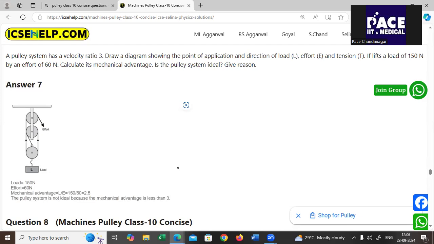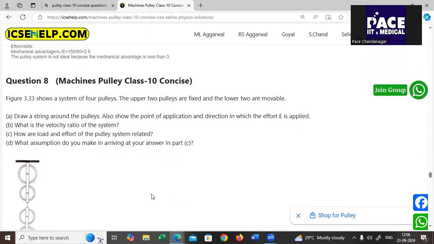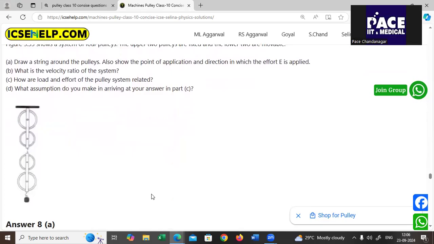150 by 60, it is 2.5, which is nothing but 5 by 2, or you can just say 2.5. So it is not ideal because mechanical advantage is less than 3. Mechanical advantage has to be 3 for a 3 pulley system there. So it is less than 3. Therefore, it is not an ideal system. As we see, generally, there will be no ideal systems available.